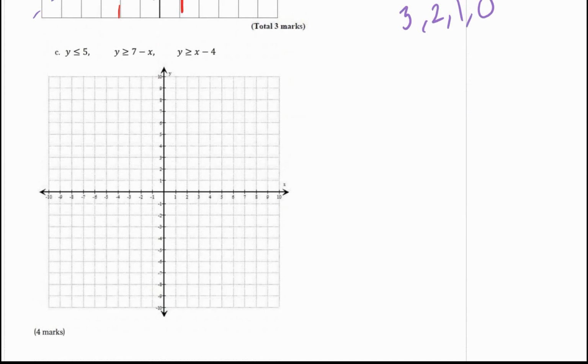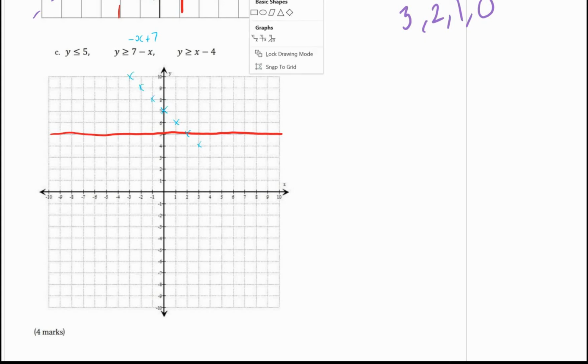Okay, next one, exactly the same idea. Y is less than or equal to 5. That can equal 5, so I want a solid line going through 5 here. Y is greater than 7 minus x. I'm going to quickly rewrite that as minus x plus 7. So the y cut is 7, and it's 1 across and 1 down. Okay, just get a ruler for that. Again, that's also a solid line because it can equal this. And lastly, it can equal this as well. That's going to be x minus 4. So it starts at minus 4, 1 across and 1 up. Okay, and that should look something like that.